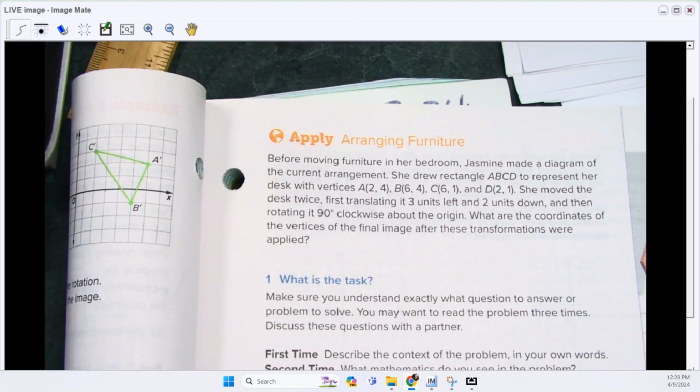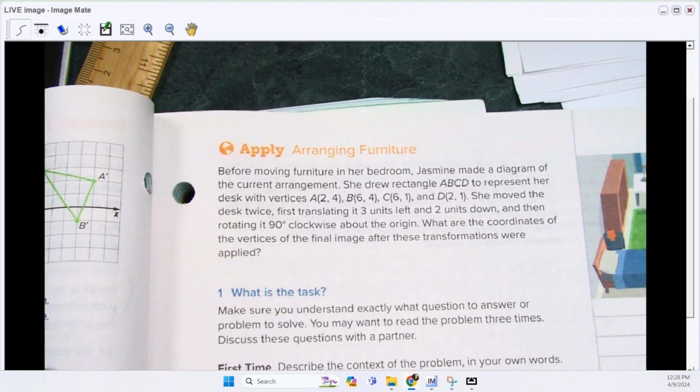Okay, we are on page 461 in the book, and it says, before moving furniture in her bedroom, Jasmine made a diagram of the current arrangement. She drew a rectangle ABCD to represent her desk with vertices A is 2, 4, B is 6, 4, C is 6, 1, D is 2, 1.